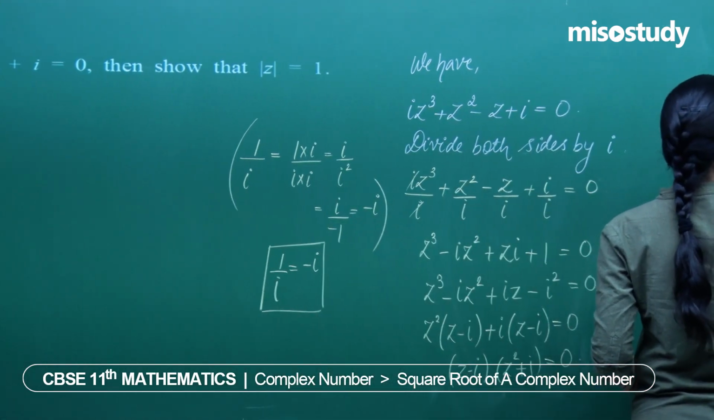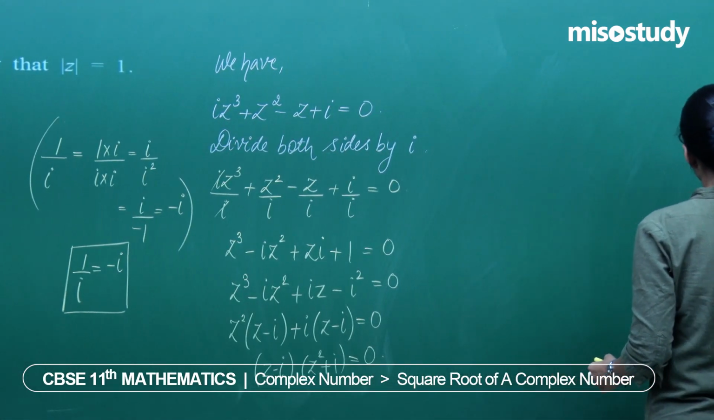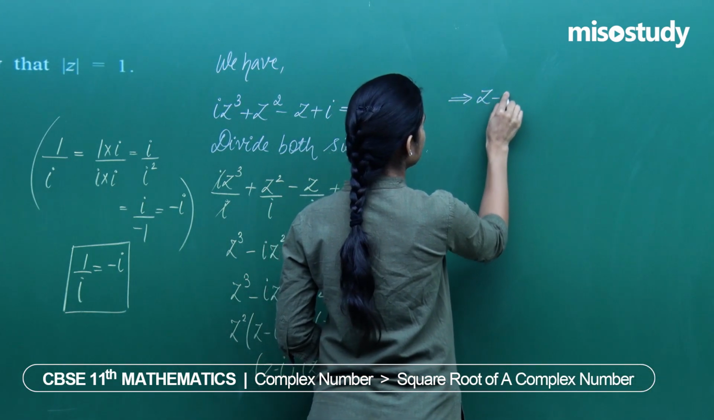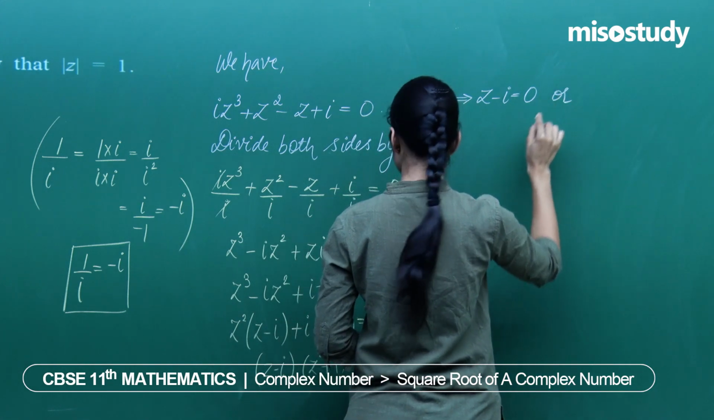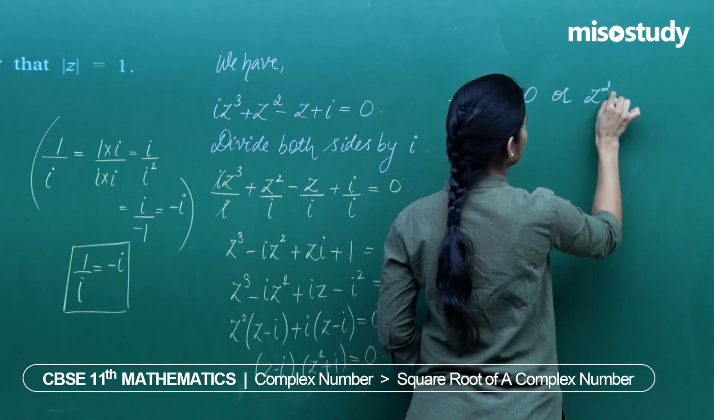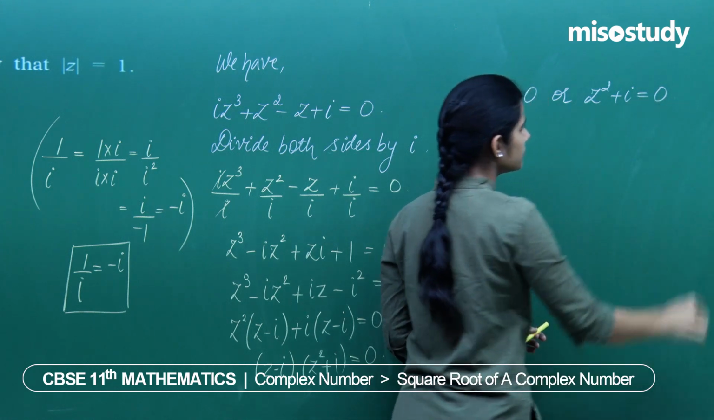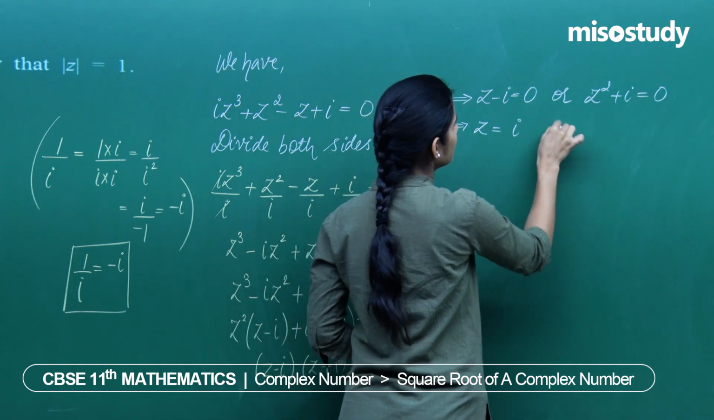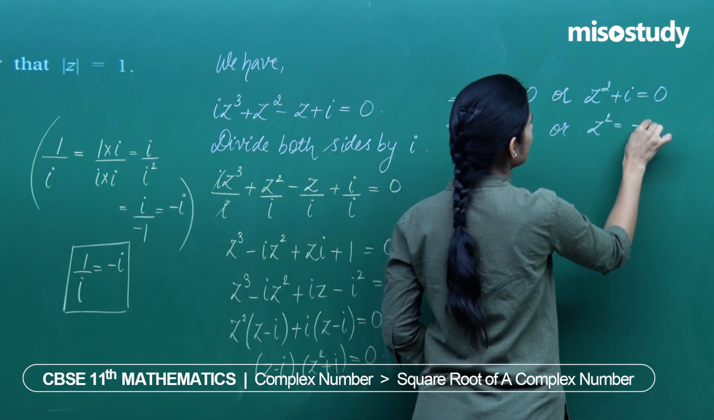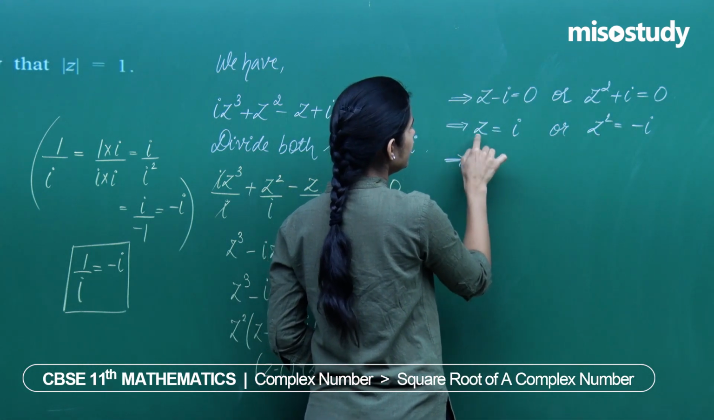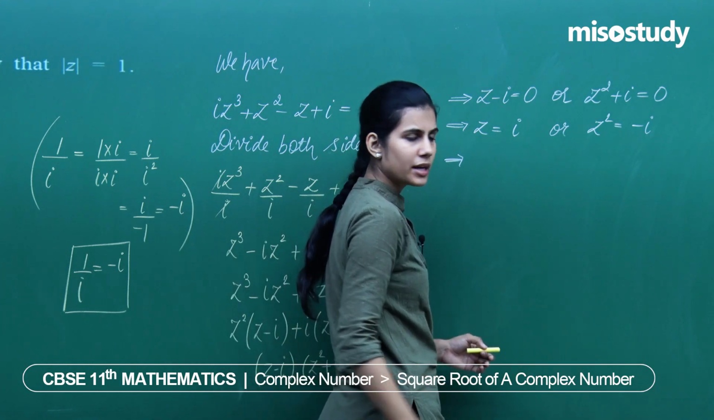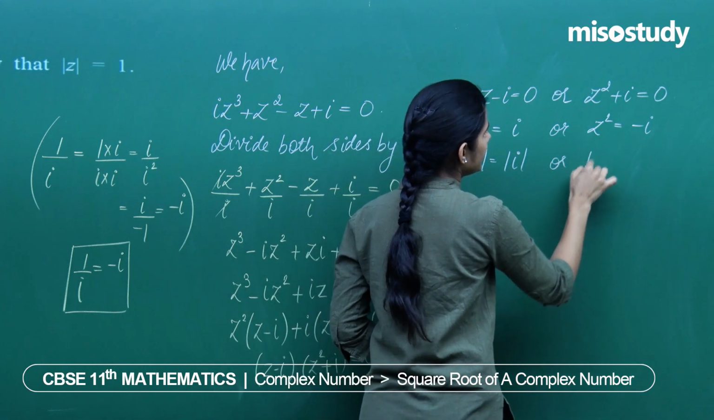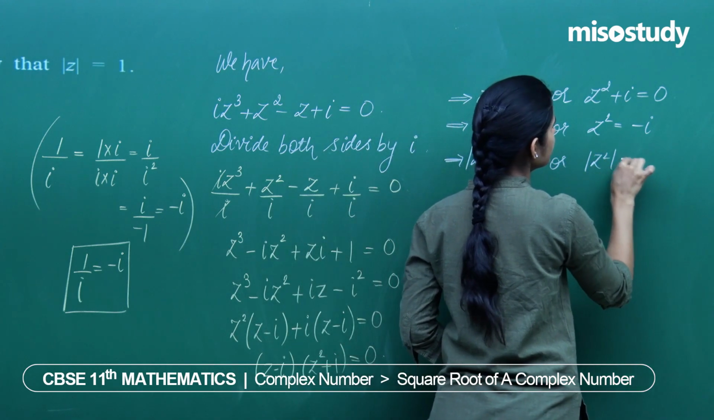So here, what is it that you get? Then next, this implies z minus iota is 0 or z square plus iota is 0. This implies z is iota or z square is minus iota. If the complex number z is same as the complex number iota, that means their modulus is same. And here these two are same, that means their moduli is same.